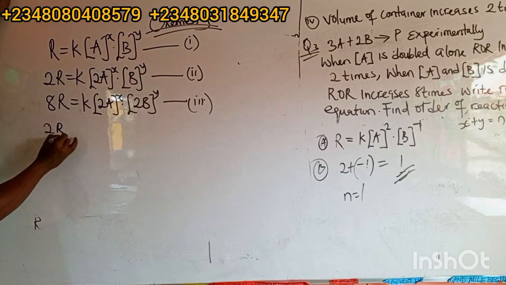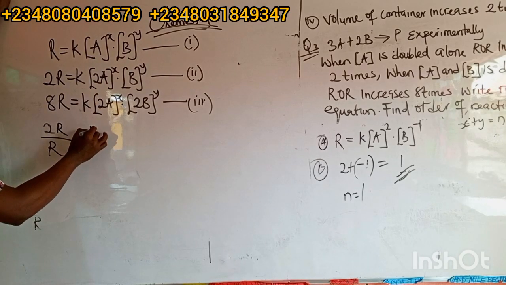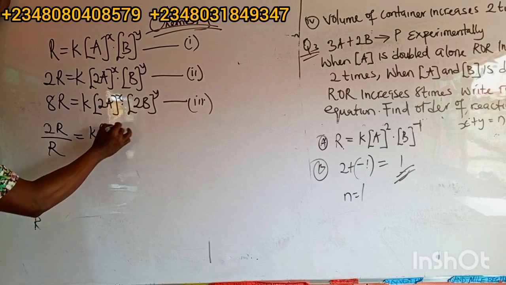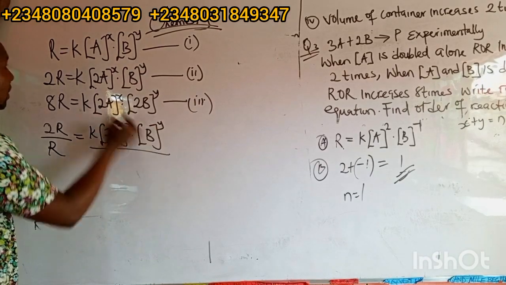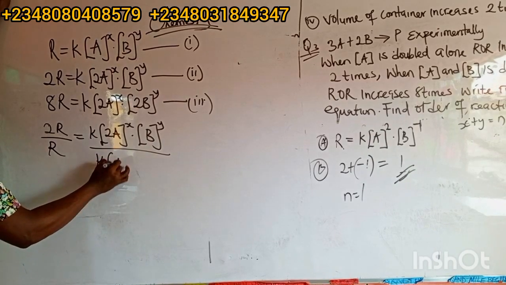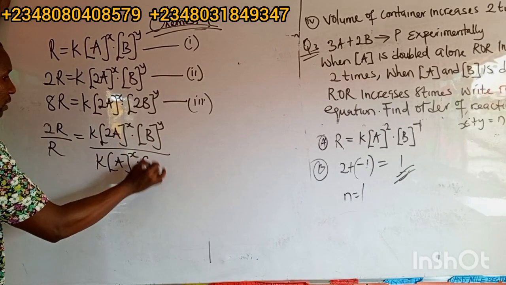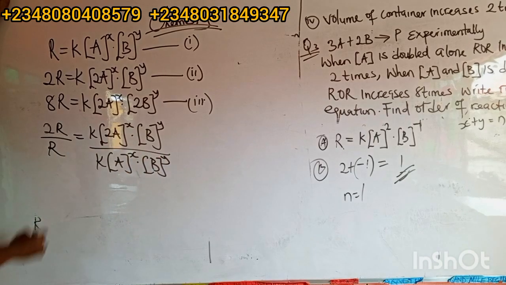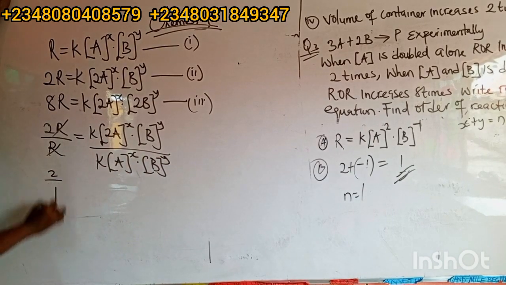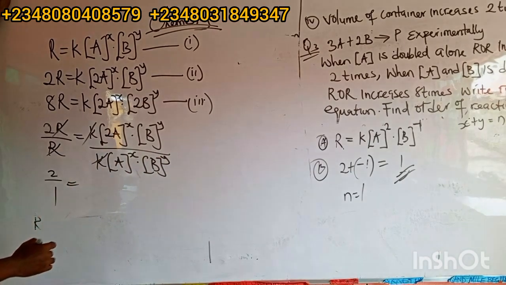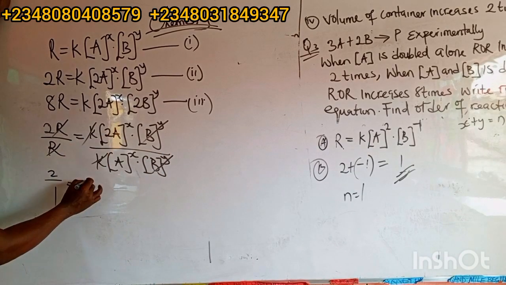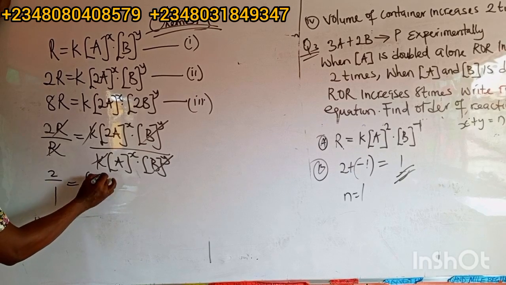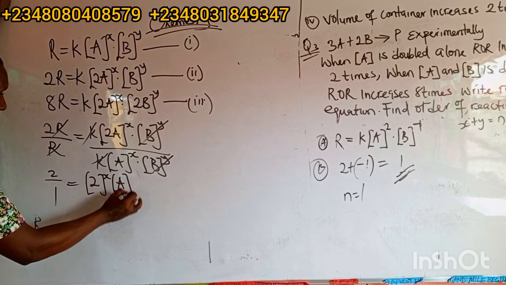I have 2R over equation 1 R, equal to equation 2, which is K into 2A raised to power X, B raised to power Y. Then over equation 1 I have K into A raised to power X, B raised to power Y. What happened? R cancels R. We have 2 over 1 equal to, K cancels K. This one cancels this one. Here you have 2 raised to power X, A raised to power X.